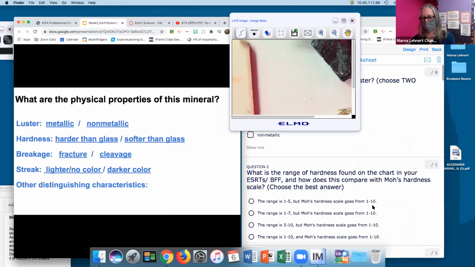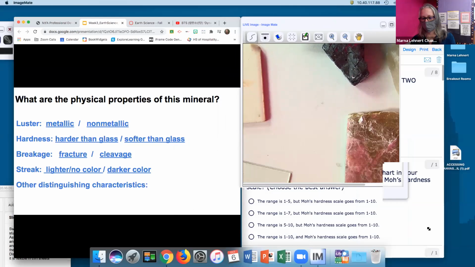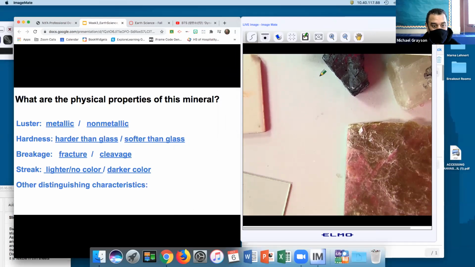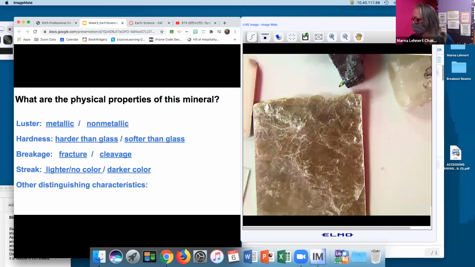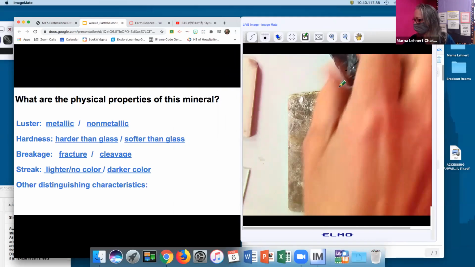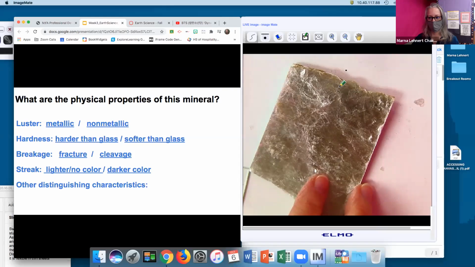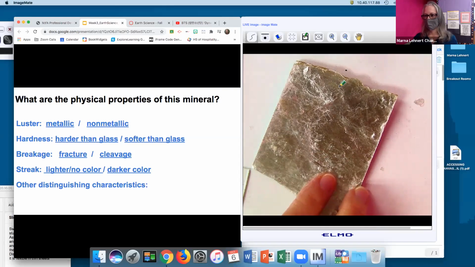All right, so hopefully you guys can see what I'm seeing on my screen, yes? Mr. Grayson, can you see minerals and such? Yeah. Cool. Okay, so over here, you can even see my hand, yeah? This is the mineral that we're going to try to identify today. I probably should have given myself a little manicure. Sorry about that.